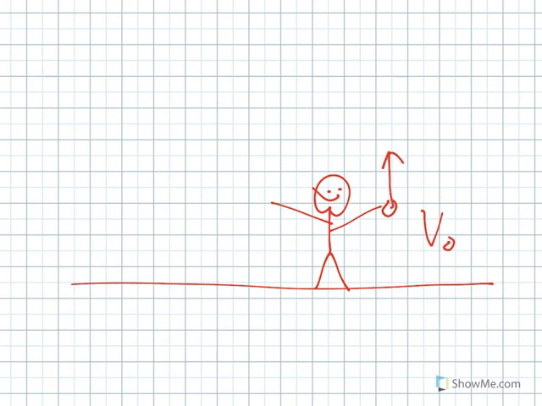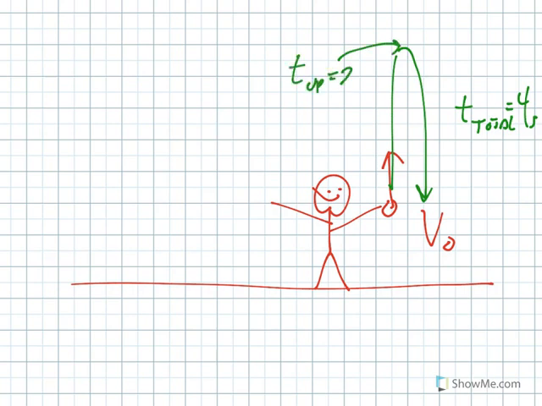So V naught, total time in the air is 4 seconds. Which means the time to get up here to the top is 2 seconds. And again here, its velocity at the very highest position is 0. So at this position, you can actually call this V final. I know it hasn't stopped moving entirely yet, but if I'm looking at just the part where it goes up in the air, it takes 2 seconds to get up here, and its velocity at this position is 0.